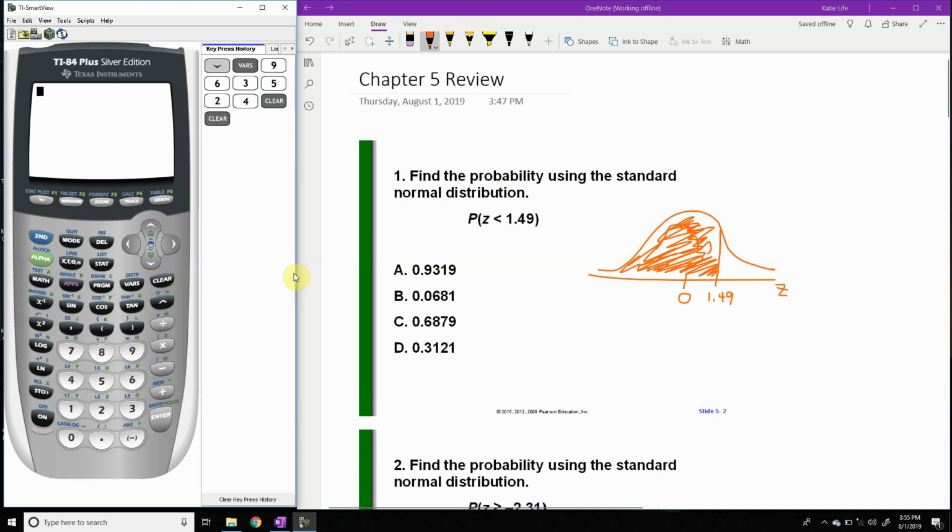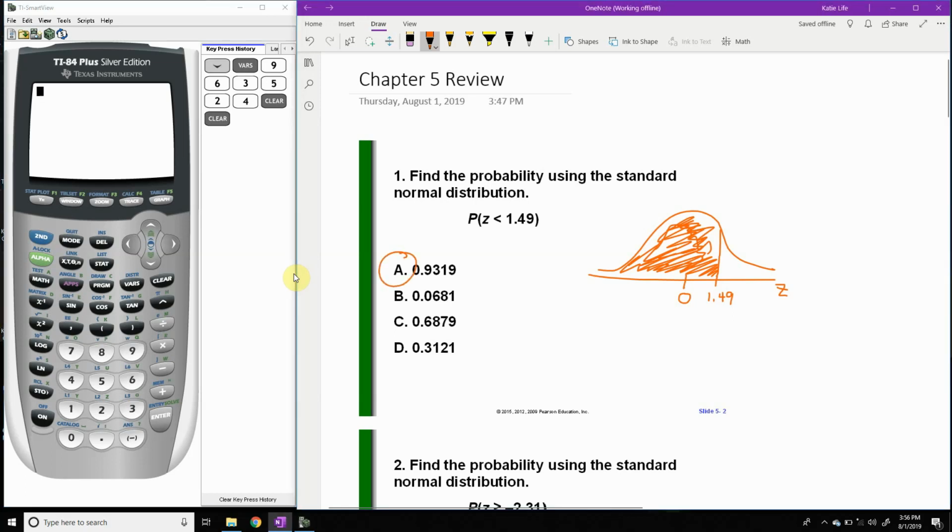The most obvious way is to use the z-score table that's in the textbook. So I would be looking up 1.4 on the positive side of my z-score table. And then I would be scrolling across the columns to where it says 0.09. So 1.49 would be 0.9319. So that would be A.